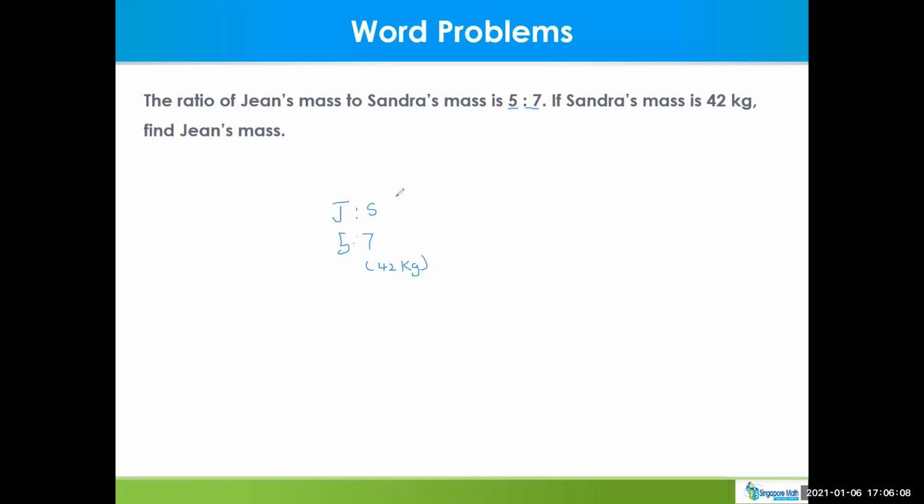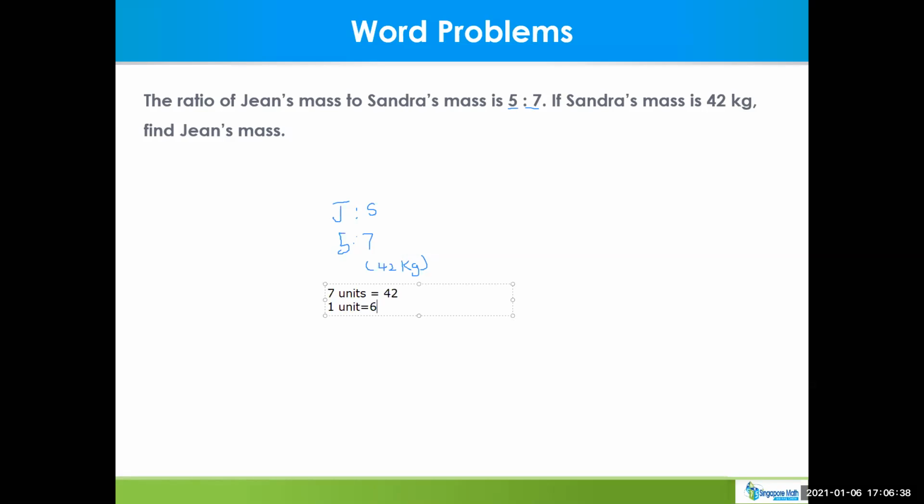I'll go through this in half a minute. All right, great. So as can be seen, 7 units is equal to 42, so 1 unit is 6.